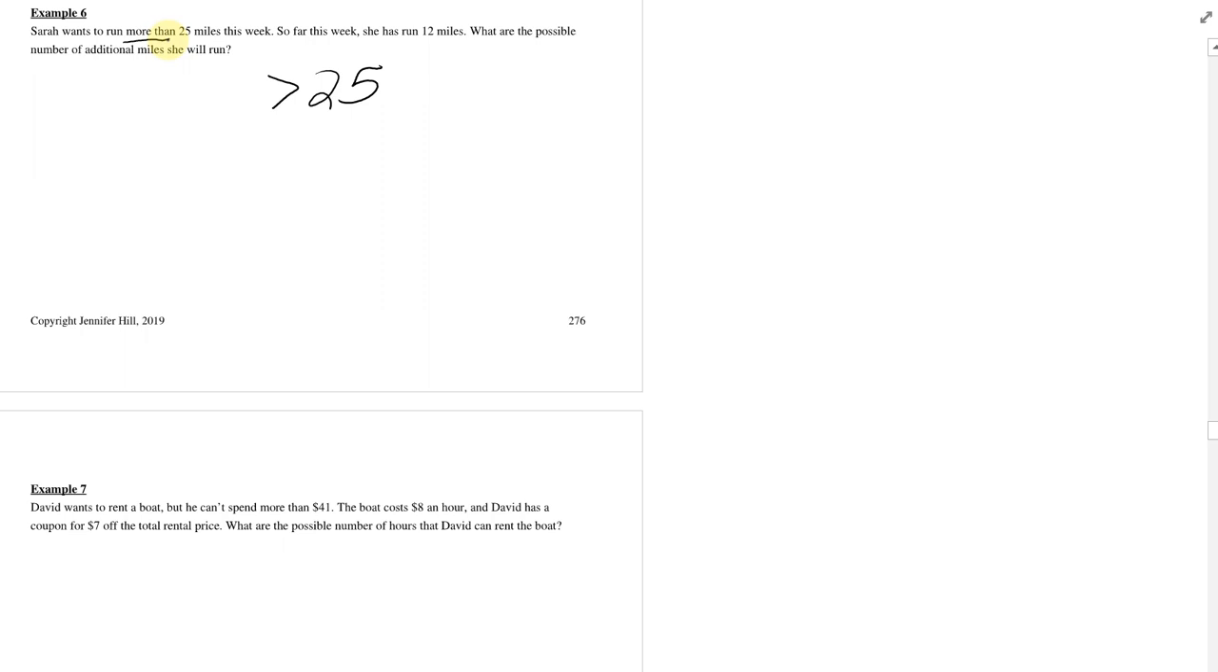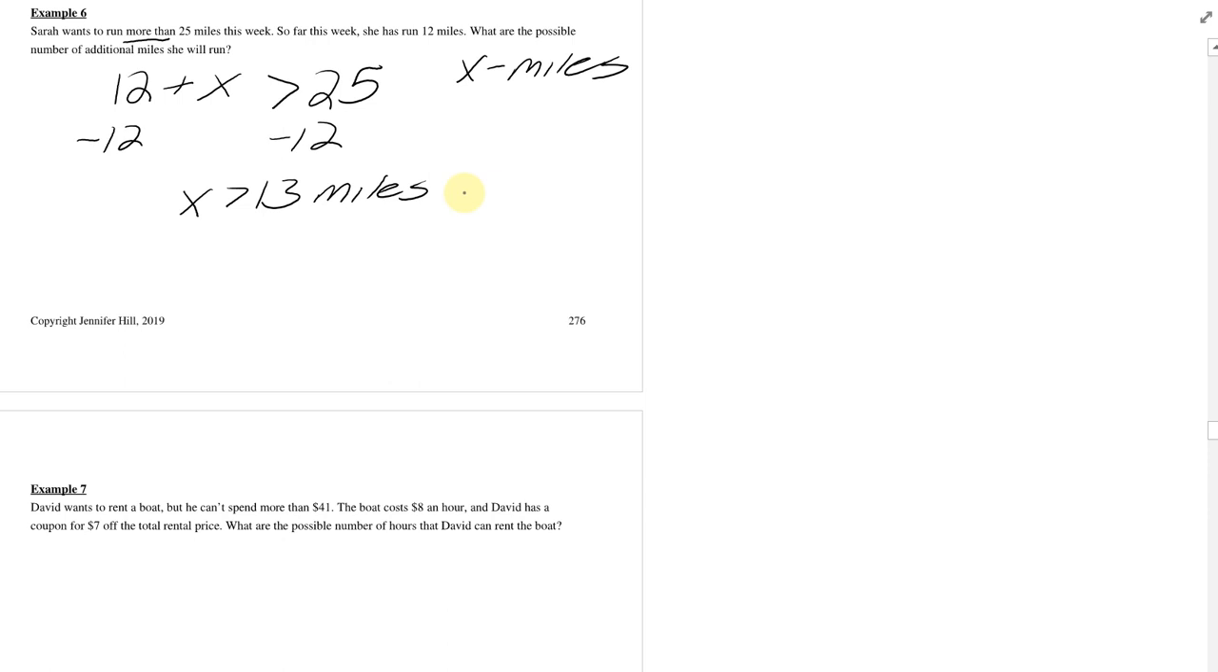So far this week, she has run 12 miles, and we want to know what are the possible number of additional miles she will run. So we want to give her credit for that 12-mile starting point, and we don't know how many more she's going to run this week, but we want to make sure that it clears 25. So here's the way that this is going to work, where x is going to be the number of miles, and so now this is all I have to solve. And for these, you don't have to worry about the interval notation or anything like that. So she will have to run 13 miles, or really more than 13 miles, to clear 25. So that's the idea behind that one.